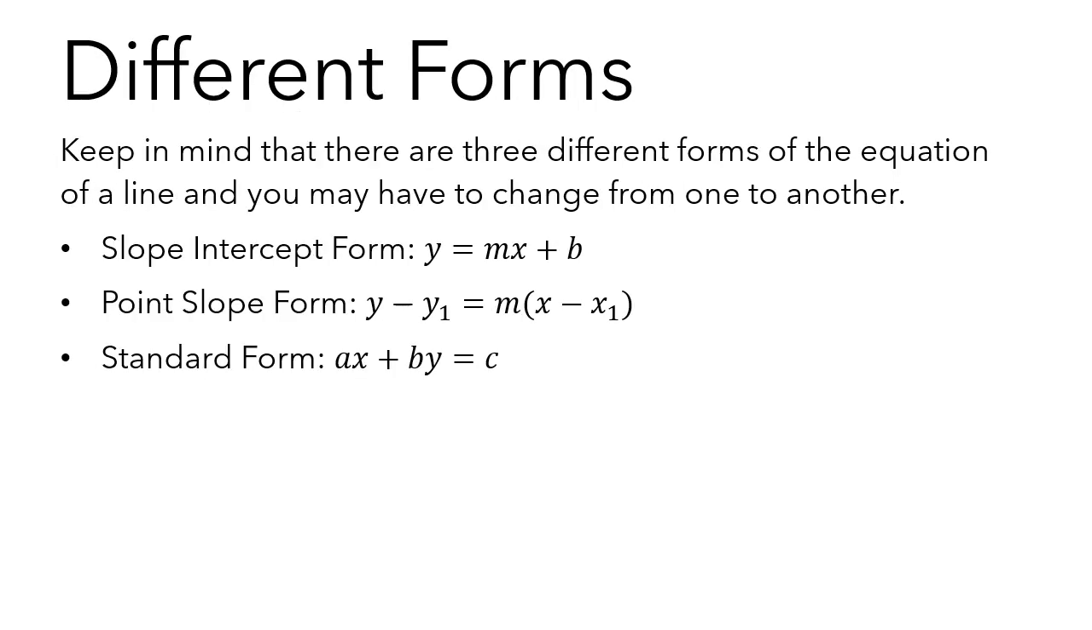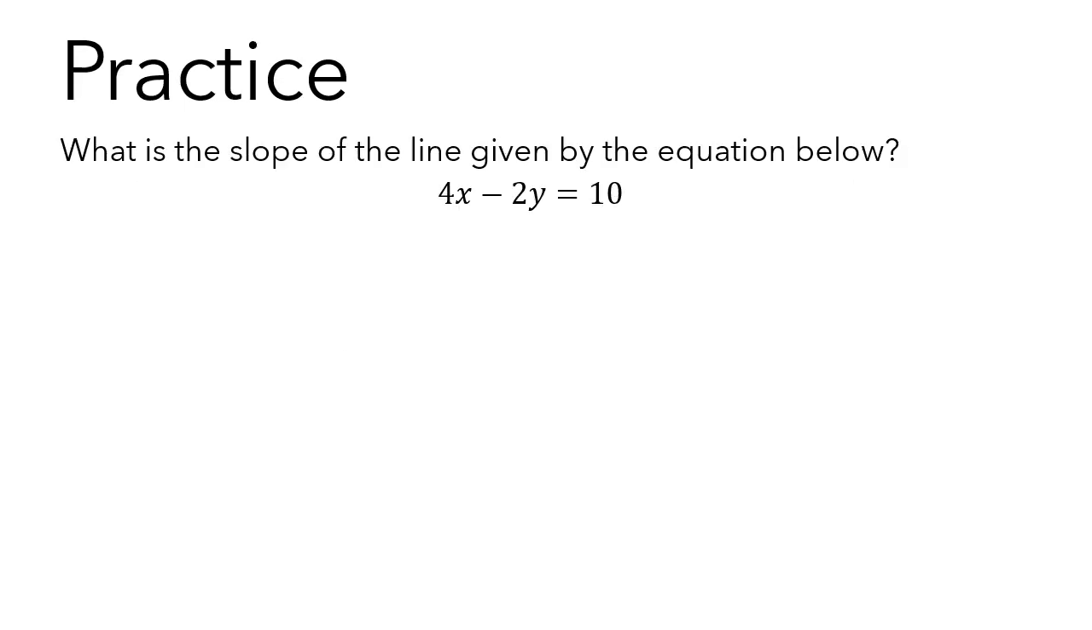Keep in mind that there are actually three forms of an equation, and you may have to change from one to another. You've got the slope-intercept form, y equals mx plus b. You've got the point-slope form, where you have the slope and then a given point. And then you've got the standard form, which looks like this, where a, b, and c are whole numbers. So we're going to have to change between each of the different forms. Let's try a practice equation.